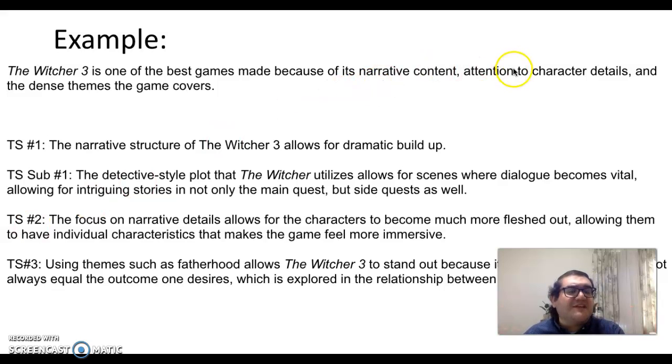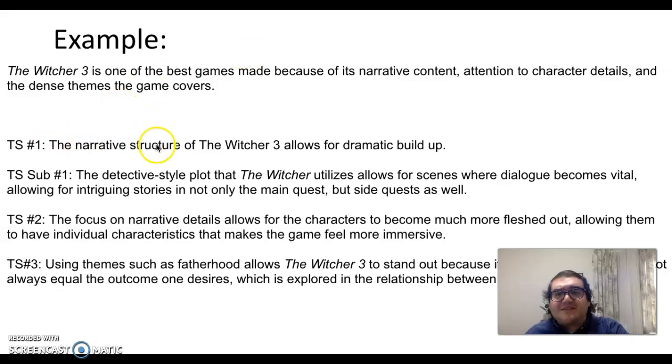Reason B is about character details, correct? Yet topic sentence sub number 1 is still focusing on narrative content, and specifying not just on the narrative content but on the side quests as well, and focusing on dialogue. That's still part of narrative content, correct? So is this incorrect? No, it's not. As long as you make sure your topic sentences are clearly relating back to one of your reasons, and it's going in order of what your reasons are listed in your thesis statement, then you're good to go.